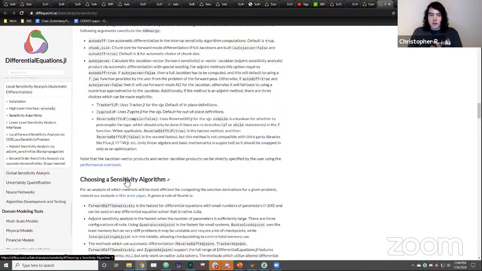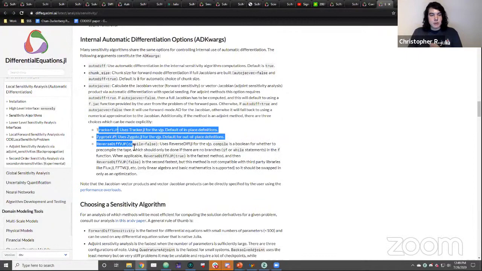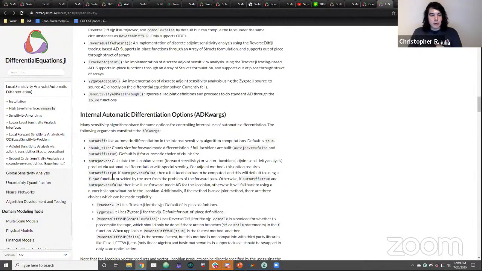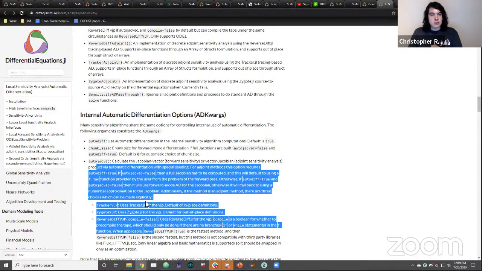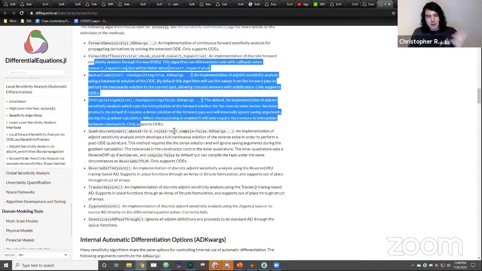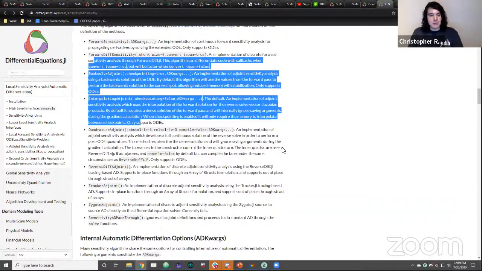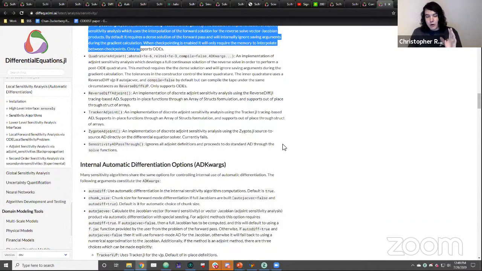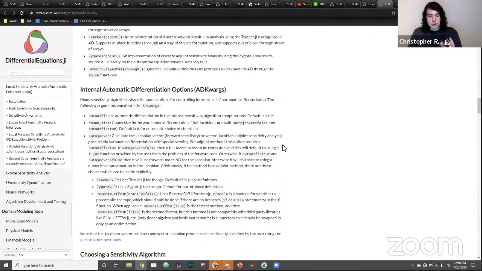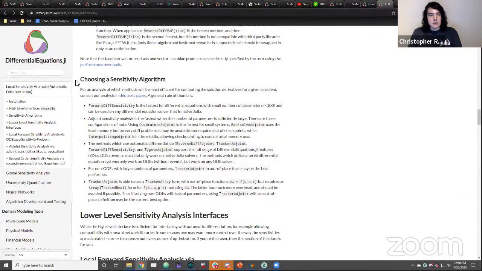Because there are so many combinations, right? There's a combination of at least 3 choices here, well, with numerical and forward mode as well. So at least 5 choices, and you're getting into 30 choices for these. So one of the ways to be able to understand what to use is this choosing the sensitivity algorithm section.